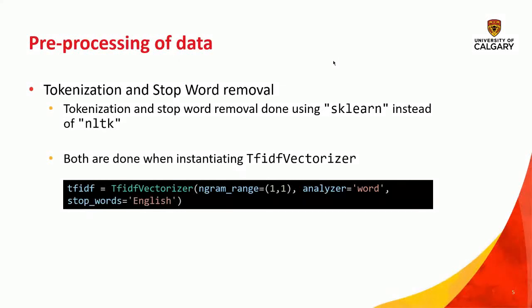So after content abstraction, tokenization and stop word removal are done as part of pre-processing of data. Both of these, tokenization and stop word removal, are done using scikit-learn instead of NLTK. As you can see, here is the code segment that shows how tokenization and stop word removal is handled when we instantiate the TF-IDF vectorizer. We'll discuss more about TF-IDF in later slides.